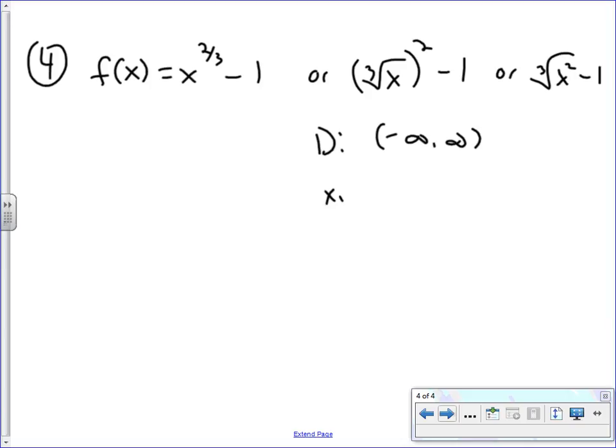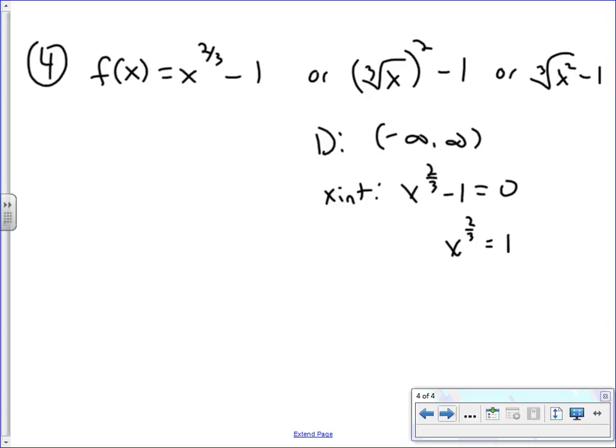Okay. X-intercepts. X to the 2/3 minus 1 equals 0. So let's crunch through that and make sure you haven't forgotten how to solve that. Okay? X to the 2/3 equals 1. And I think you just need to convert this in your head.